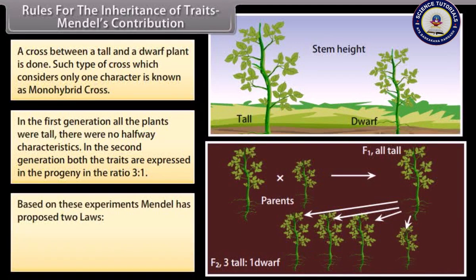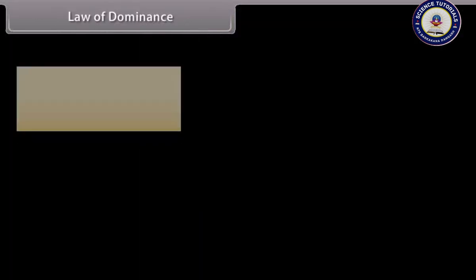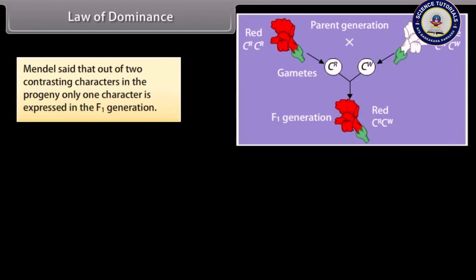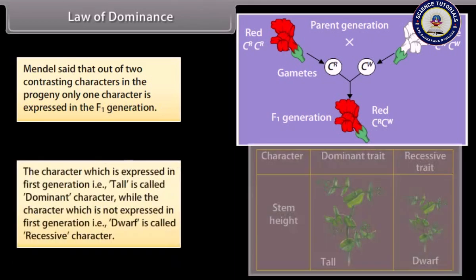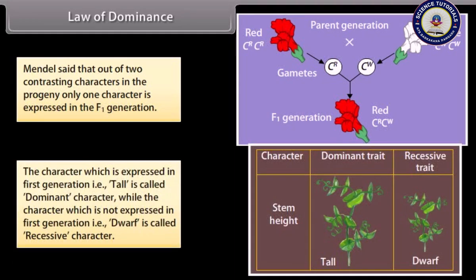Based on these experiments, Mendel has proposed two laws: law of dominance, law of segregation. Law of dominance. Mendel said that out of two contrasting characters in the progeny, only one character is expressed in the F1 generation. The character which is expressed in first generation, that is, tall, is called dominant character, while the character which is not expressed in first generation, that is, dwarf, is called recessive character.